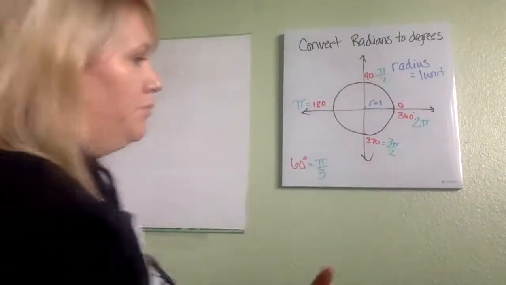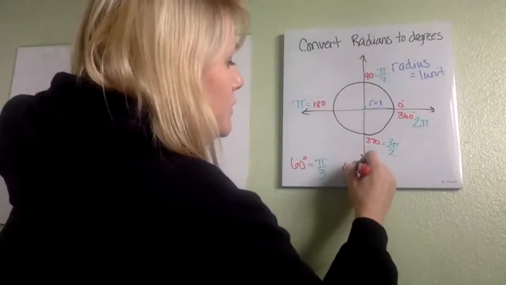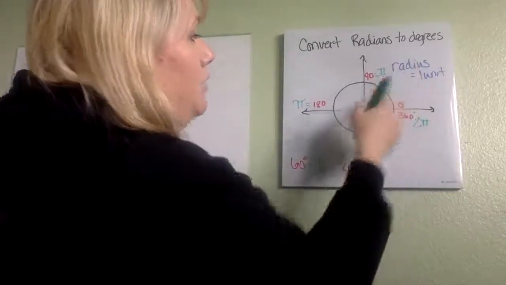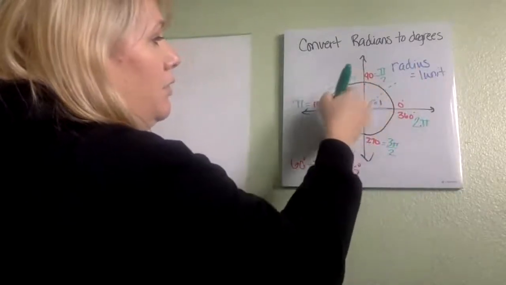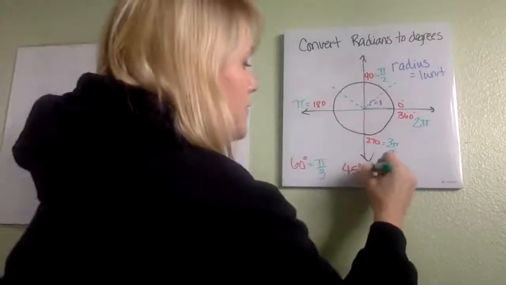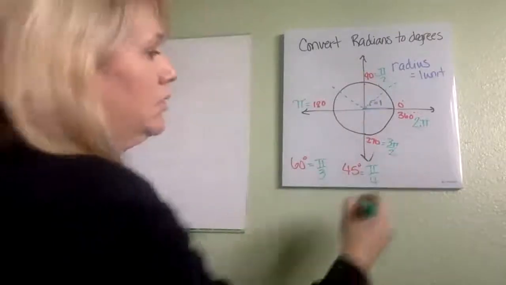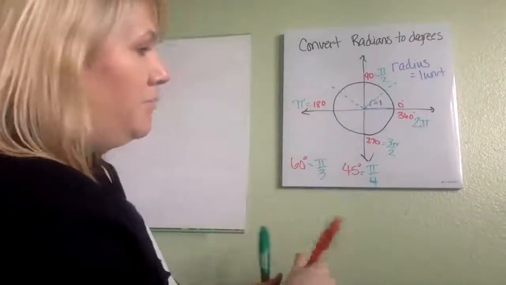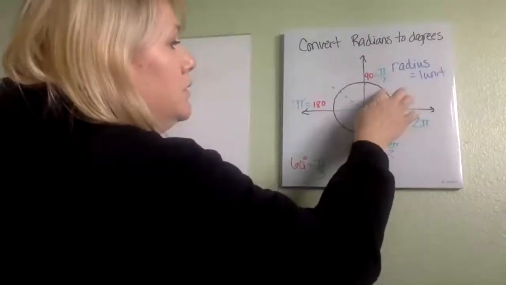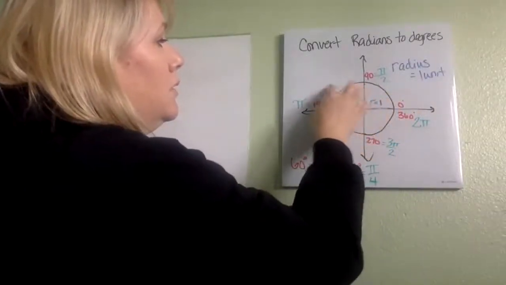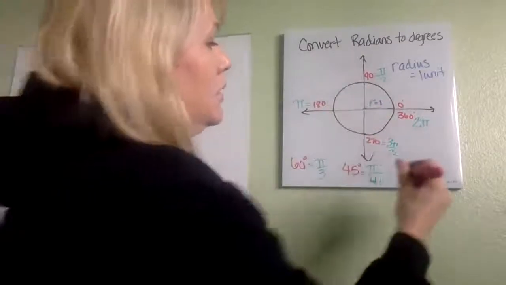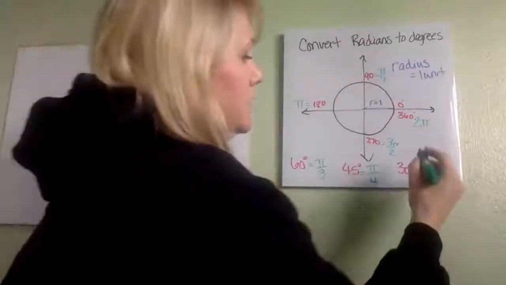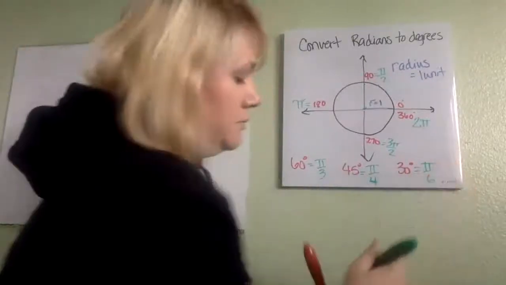And then 45 degrees, which goes right here, right? It cuts that 90-degree angle in half. So there's 1, 2, 3, 4 of them. So 45 is the same as pi over 4, which is 180 divided by 4. And then 30 degrees is the same as pi over 6.